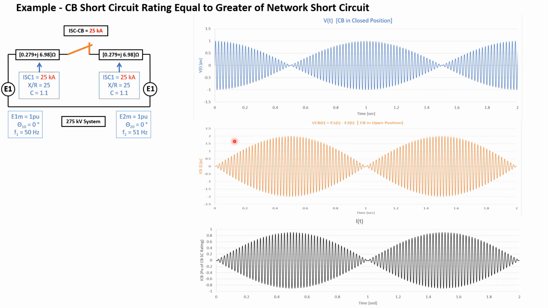Then I bring the two other things. This is actually the voltage of the circuit breaker when the contact is open. Basically, this voltage is E1, E2: this voltage minus this voltage.